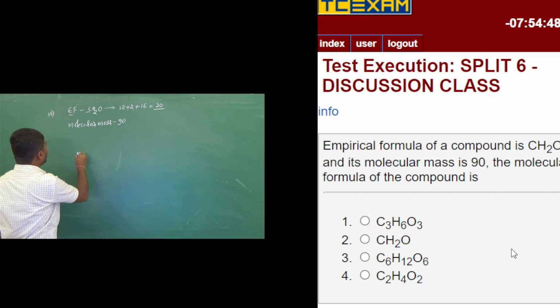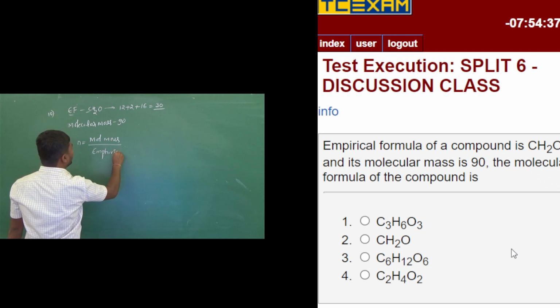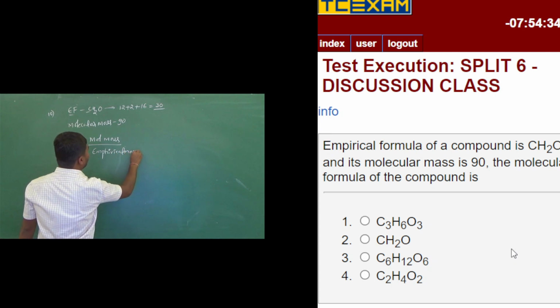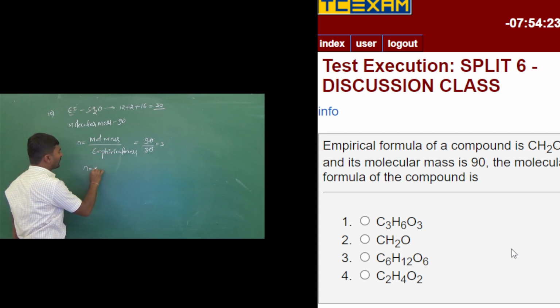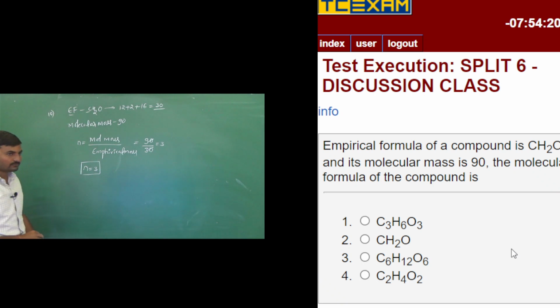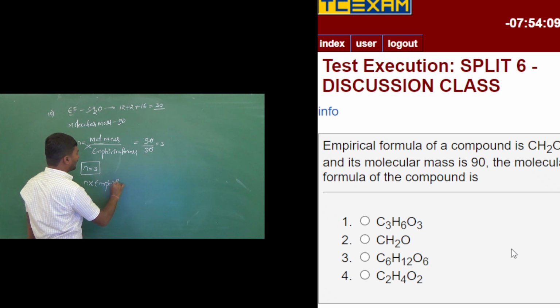So we have a formula: N is equal to molecular mass divided by empirical mass. The molecular mass of the compound is 90, followed by its empirical mass, which is 30. So we are going to get 3. The value of N for this particular example is 3. In order to find the molecular formula of this example, we have to use this formula: N into the empirical formula or empirical mass.